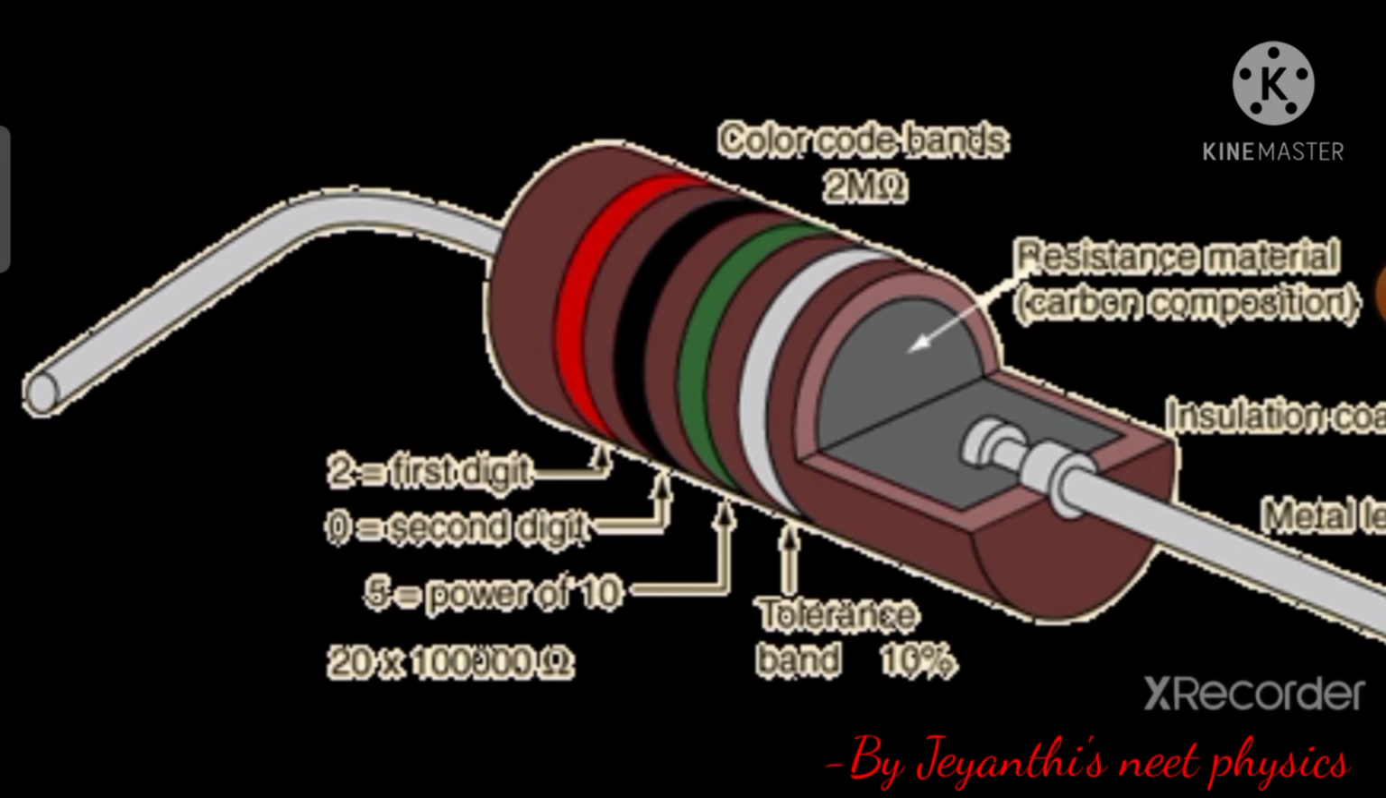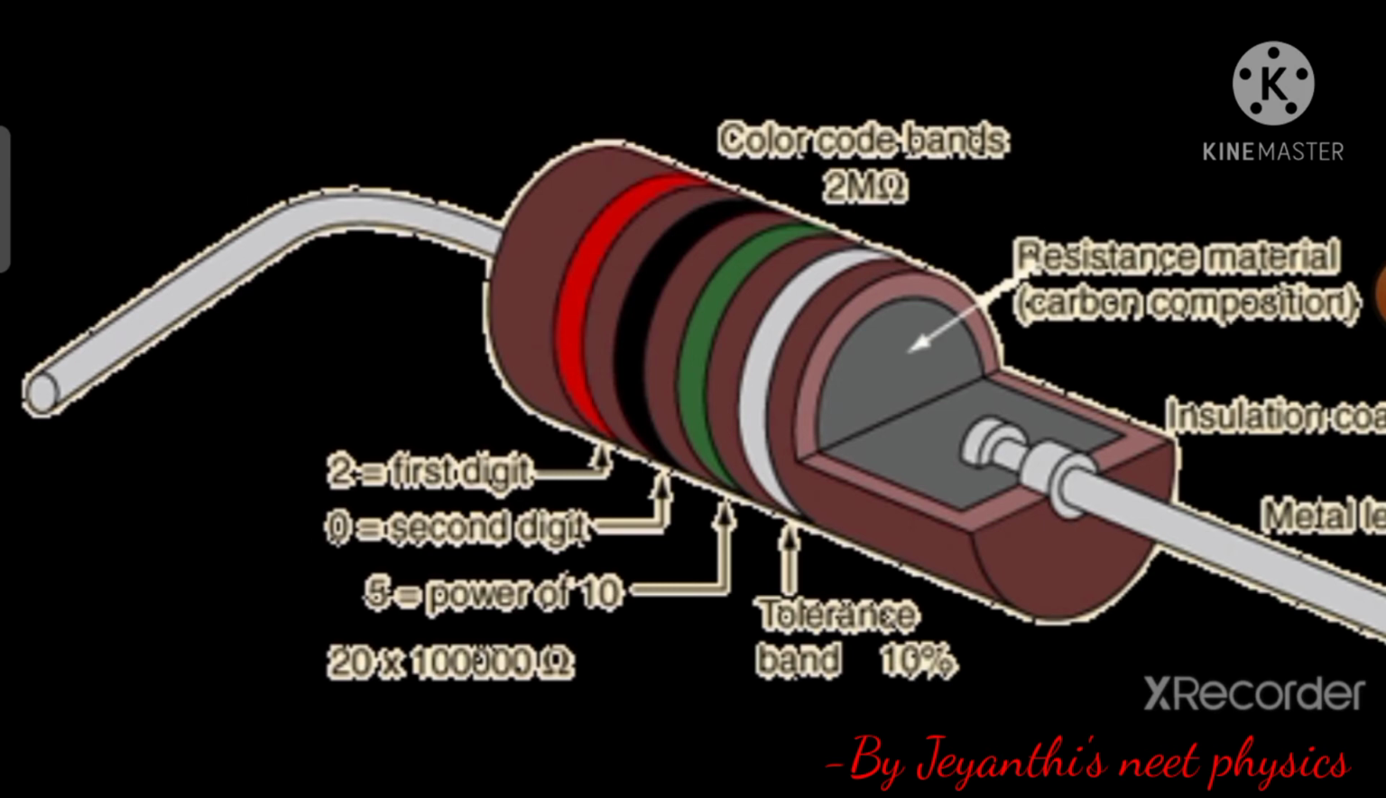So what is the main advantage of using a carbon resistor? Carbon resistors are inexpensive, stable and compact in size. These carbon resistors also easily transmit high energies. Therefore these carbon resistors are now used in the majority of electrical circuits. So these are all very important.